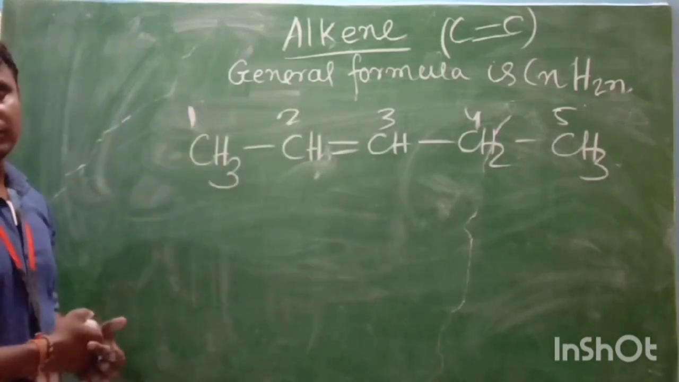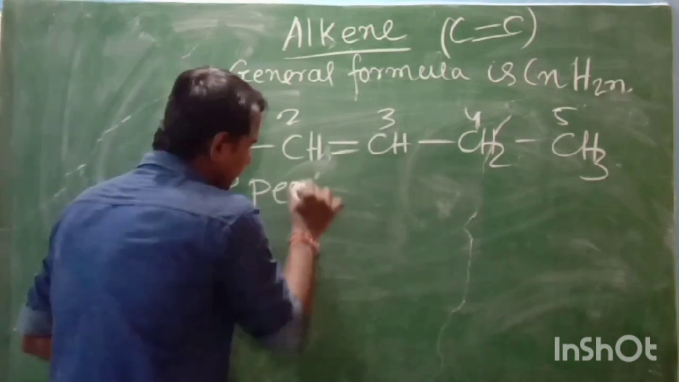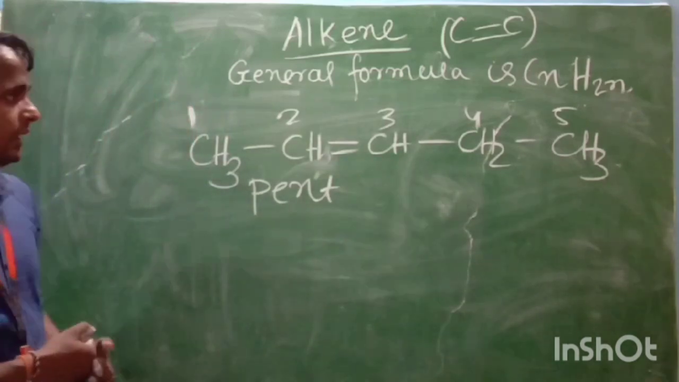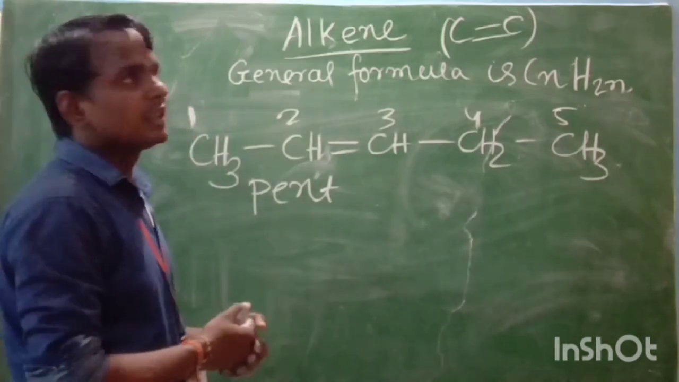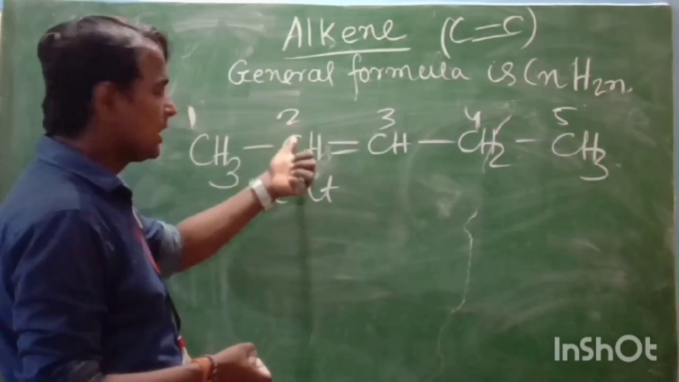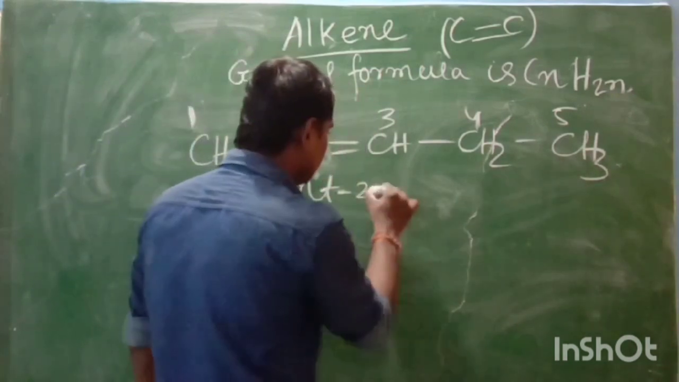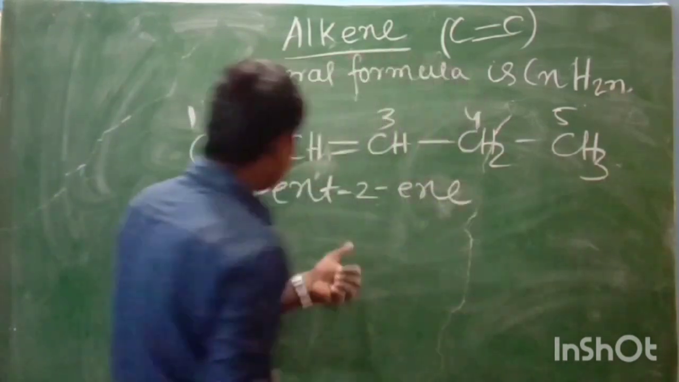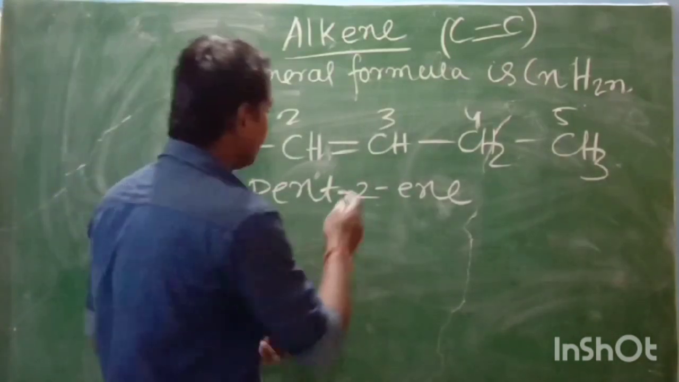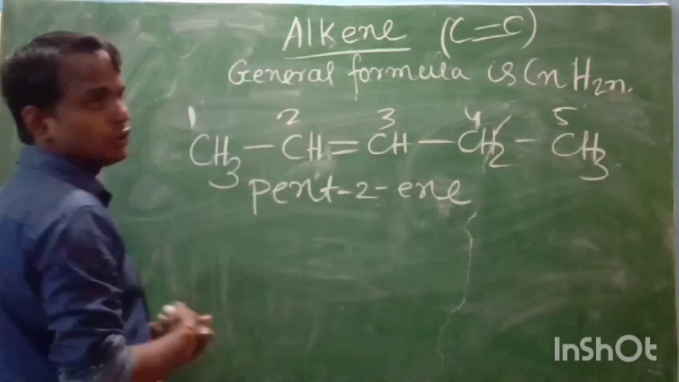The number of carbons is 5. Number of carbon 5 means the root is pent, and it's an alkene, I mean the suffix is ene, and the position of the double bond is 2, so we must write the number 2 to say the exact position of the double bond. It means the double bond is present at carbon number 2.